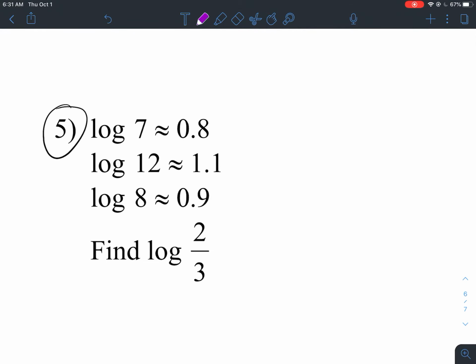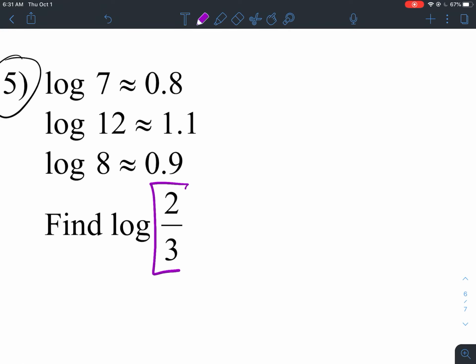All right, now for the last one. Number 5 on the last page. So what you're going to want to do is look here, and you need to get these so that you can use these numbers. We're trying to reduce this. Basically, the numbers that we can use are anything of base 7, base 12, base 8, or base 10, because this is log base 10.